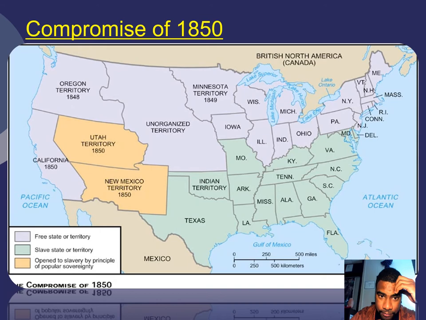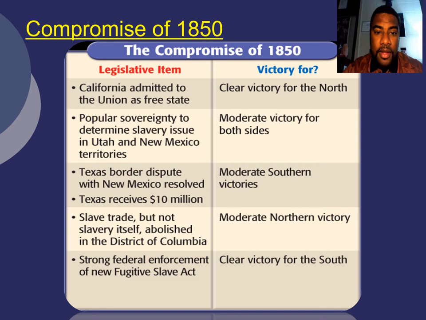The Compromise of 1850. Legislative items, as you can see: California admitted to the Union. Who was that a victory for? It was a clear victory for the North. Popular sovereignty to determine the slavery issue in Utah and New Mexico territory was a moderate victory for both sides. So both the free states and the slave states kind of benefited from that. The Texas border dispute with New Mexico was resolved as Texas received 10 million. That was moderately a southern victory because, of course, Texas became a slave state.